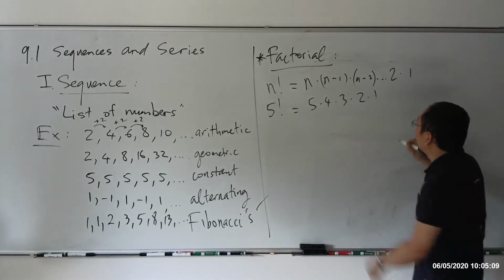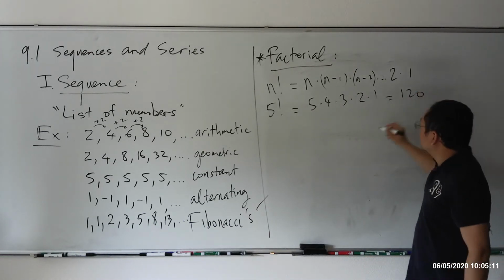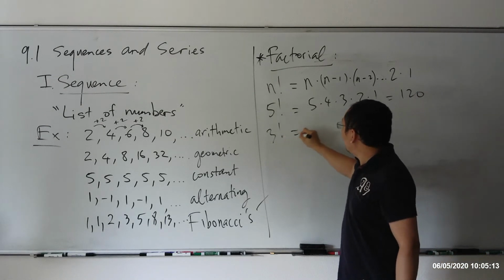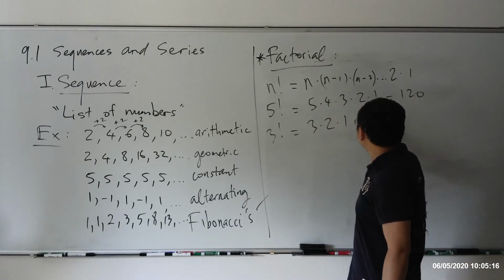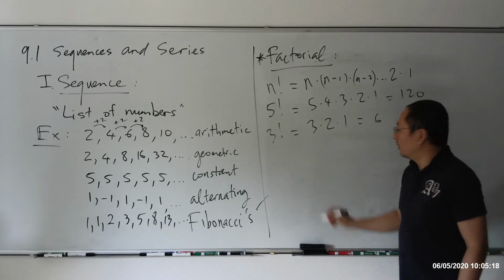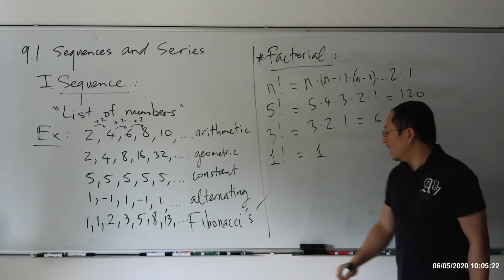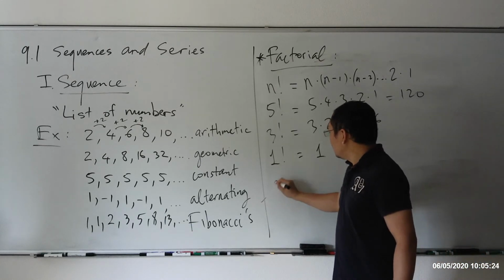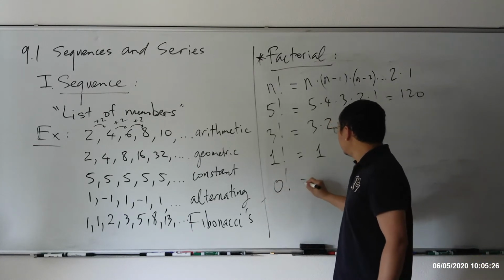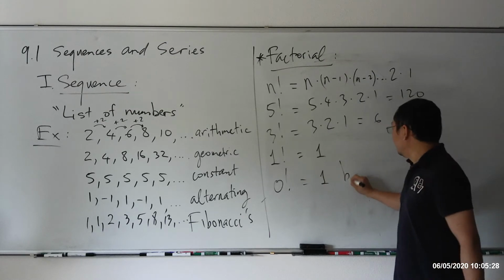And of course we can calculate it. This is 120. So 3 factorial is 3 times 2 times 1, which is 6. Of course, 1 factorial is just 1. And by convention, 0 factorial is equal to 1.